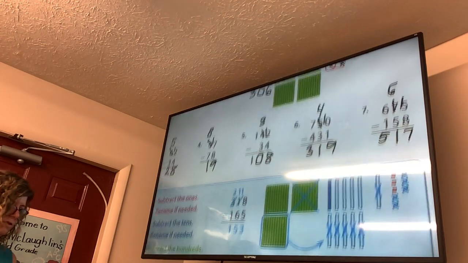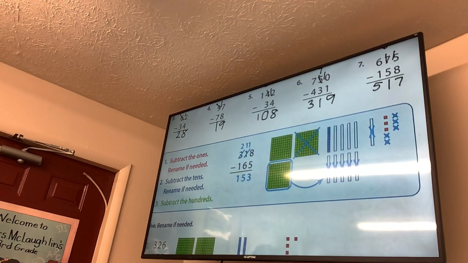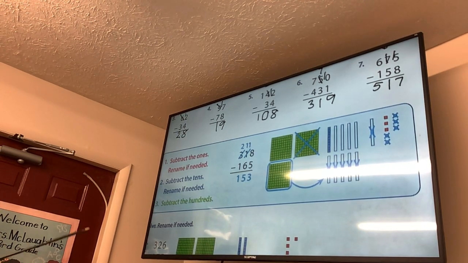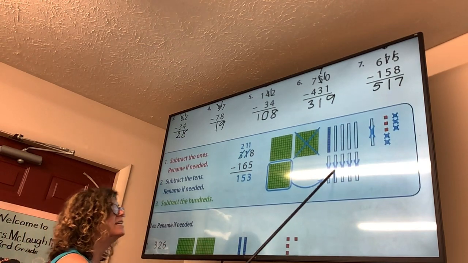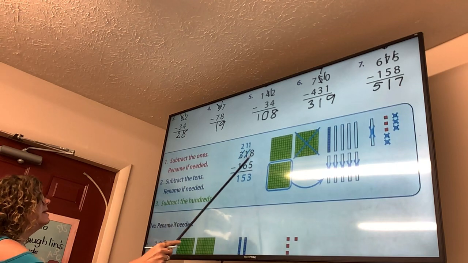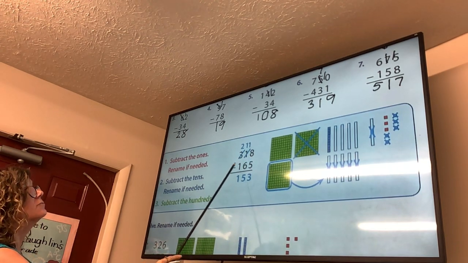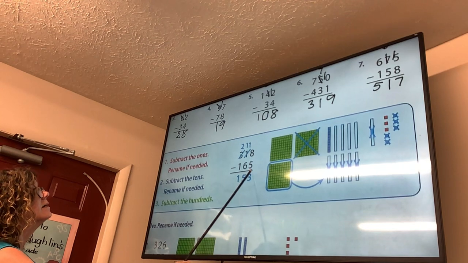All right, the next thing we're going to do is look at this box right here. All right, so yesterday we took tens and changed them into ones. Today we did that again, but now we're going to learn about taking 100 and turning it into tens. Okay, so they have the problem 318 minus 165, all right?